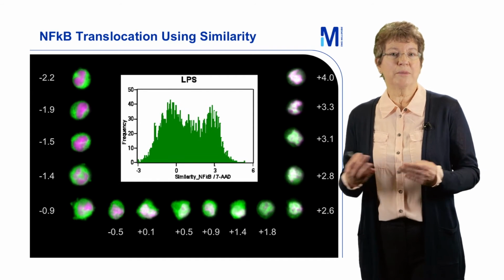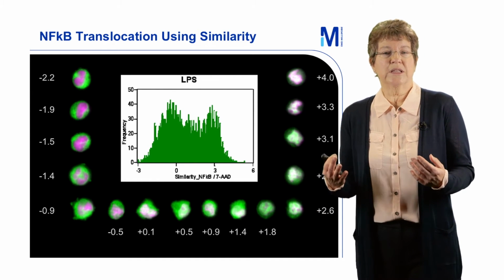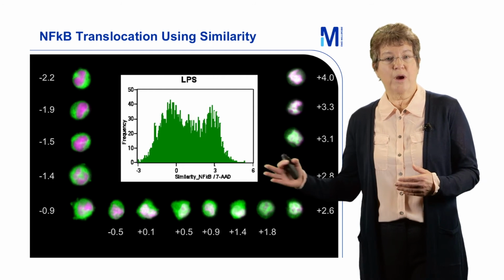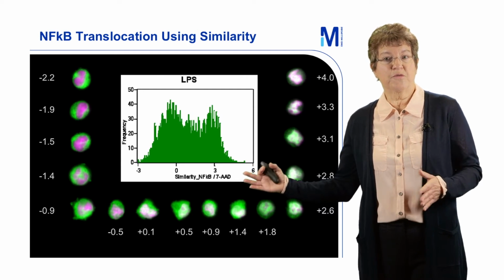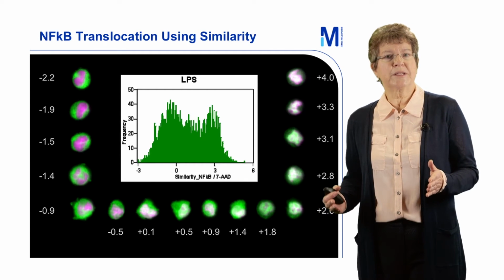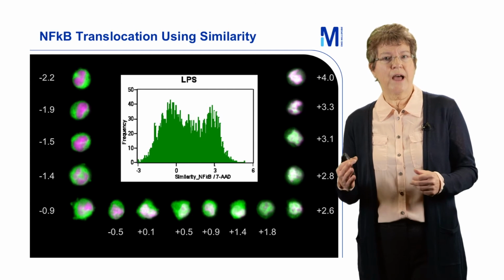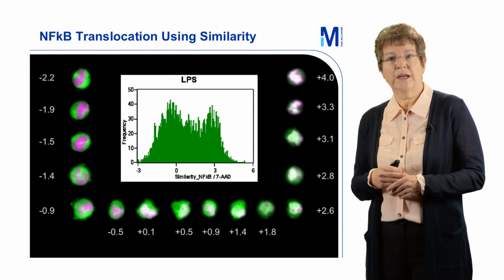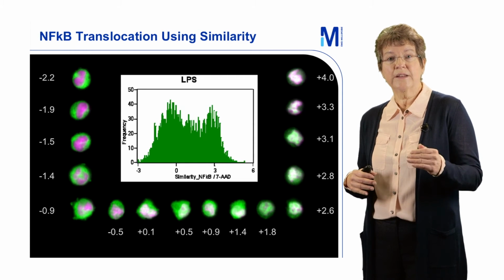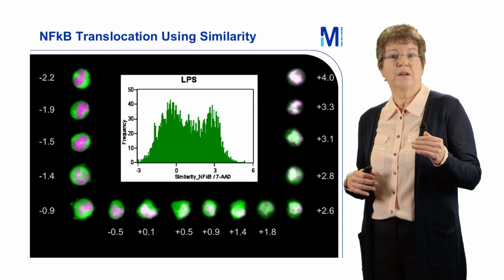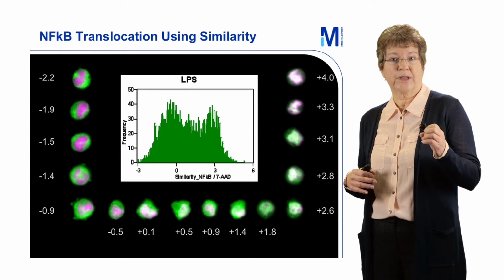If we look at a population of cells in this intermediate stimulated sample of LPS, you can see that there's a variety of similarity scores. You have a wide spread. Each of these cell images has been taken from the bin with that similarity score. So in the upper left on the slide, you can see that negative 2.2, very low similarity, very not translocated.